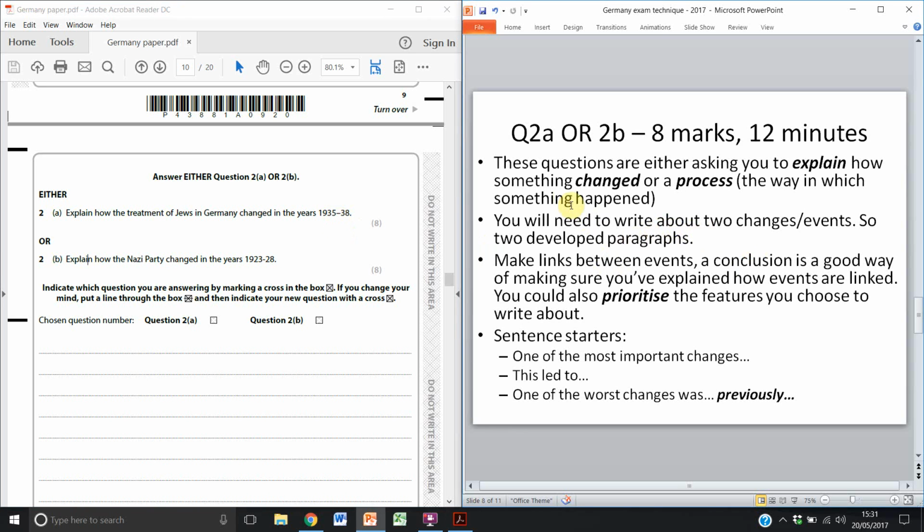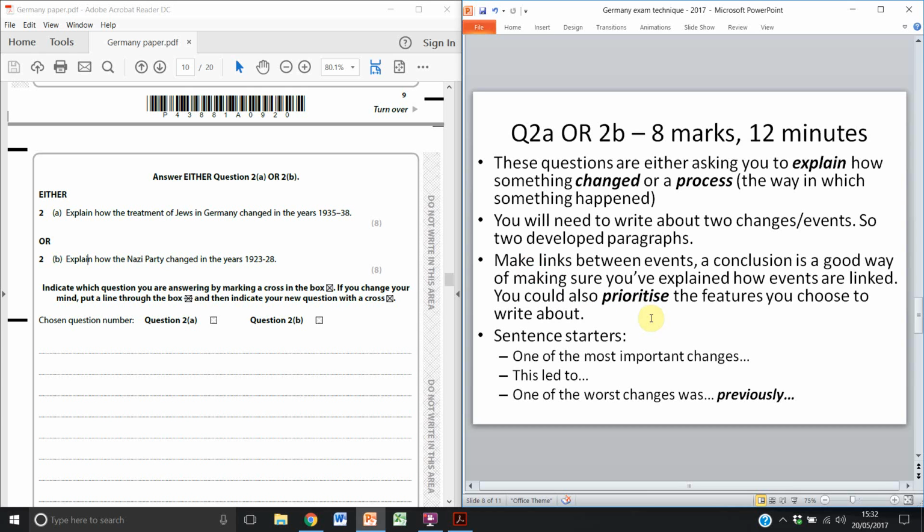All right. So, as I've said here on this bullet point, these questions are asking you to explain something, how something changed, or a process, so the way in which something happened. You're going to need to write about 2 changes or events. So you're going to be expected to write about 2 changes that German Jews experienced. You're going to need to explain 2 changes to the Nazi Party between 23 and 28. Again, very similar to question 1C and 1D, try and make links between the events.